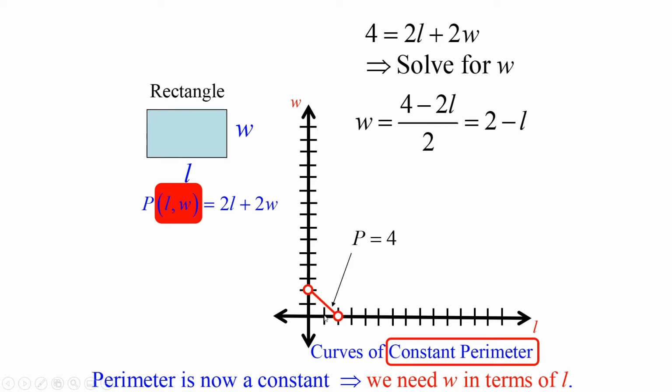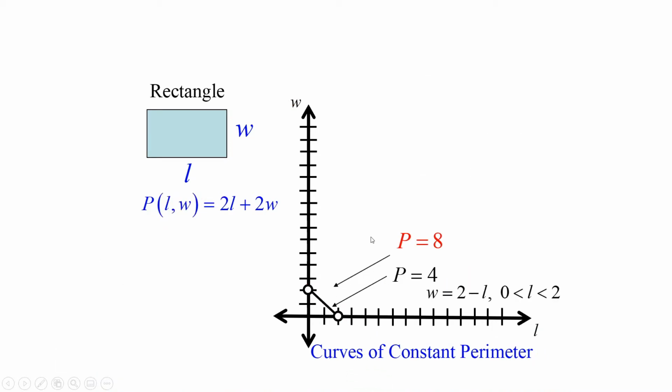Here are all the L's that I can use right there. So 0 is less than L, and L is less than 2. And there is my first equation. W equals 2 minus L, where 0 is less than L, and L is less than 2. Let's write that together nice and neat. There you go. Now, they're going to give you another perimeter, and you will do the same thing.